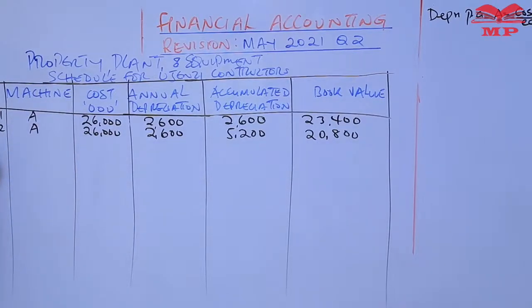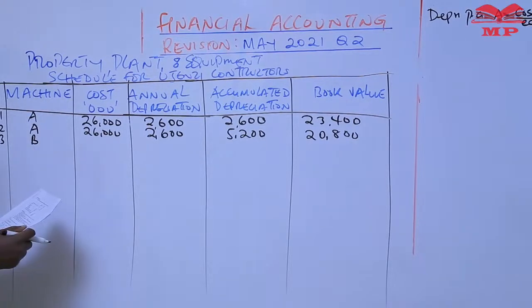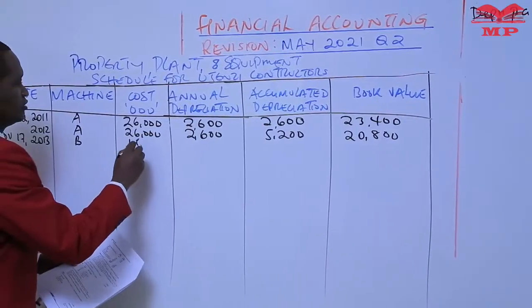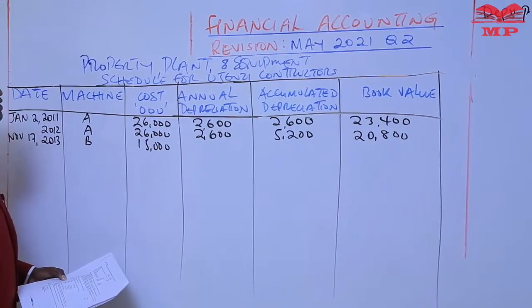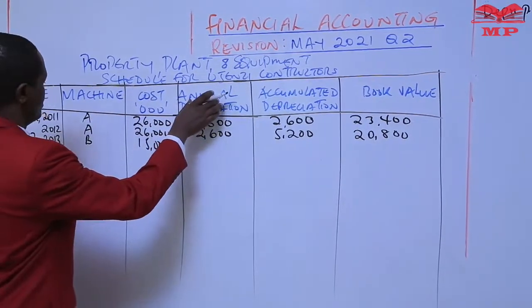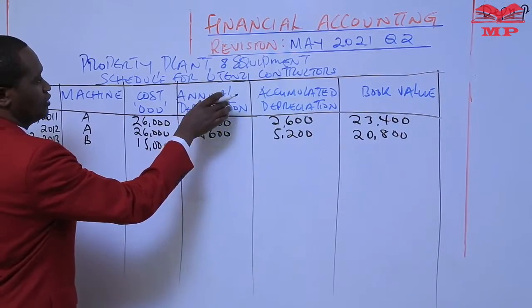The third year, 2013, is there any purchase? In 2013, yes. In 2013, machine B was purchased. The date is November 17. The cost, 15 million. So we are going to calculate the annual depreciation first.